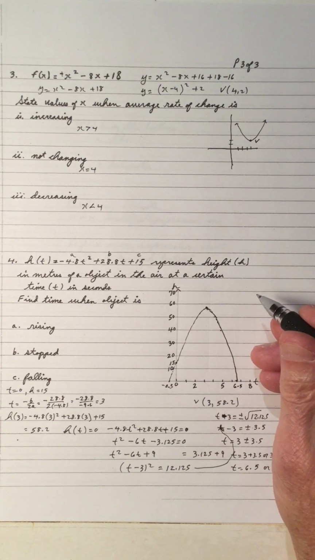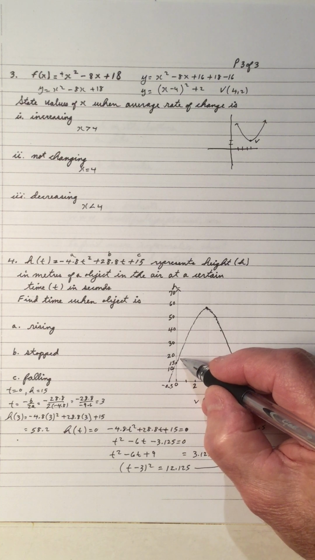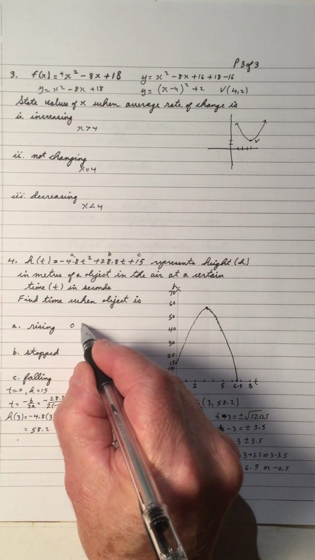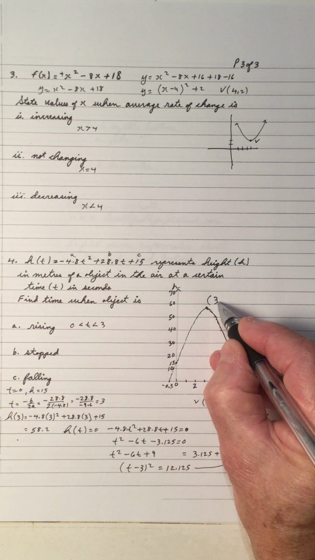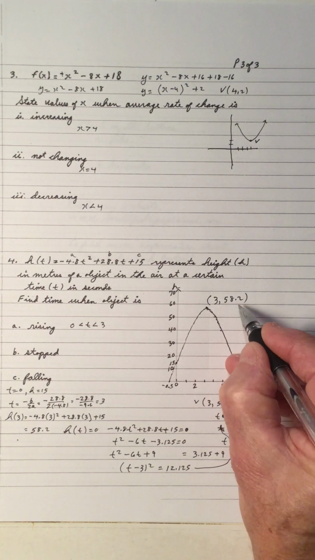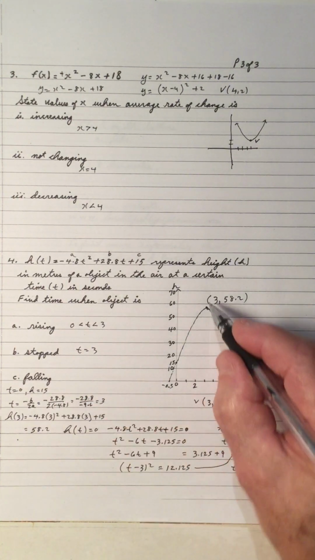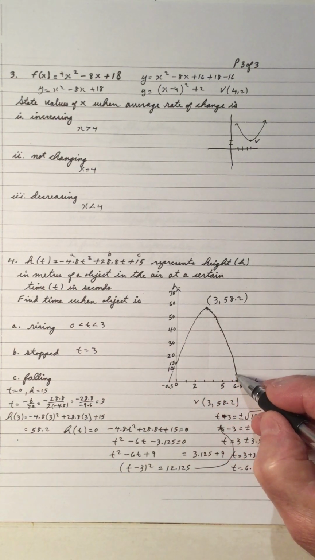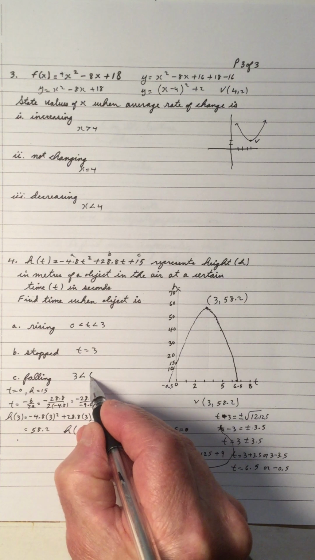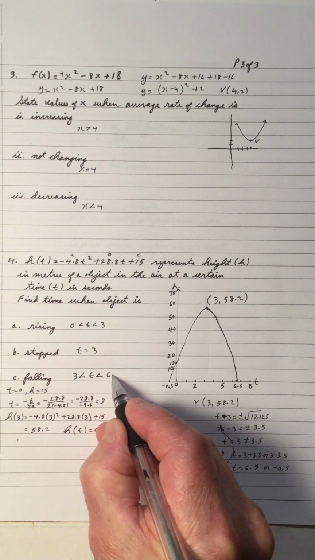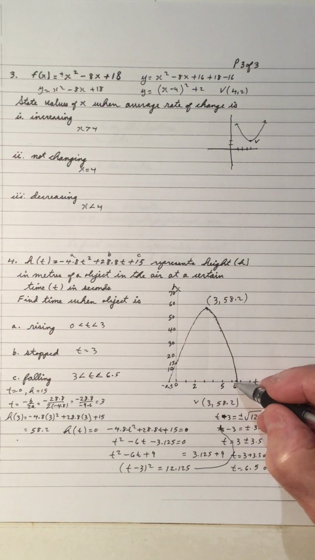So what did I do all that for? It's rising. It's going to rise for 0 less than t less than 3, because the vertex is at the point 3 comma 58.2, and it's going to stop at 3. So t is equal to 3, and it's falling from here to here because that's a negative slope. So it's falling for 3 less than t less than 6.5. So it's falling from 3 to 6.5.